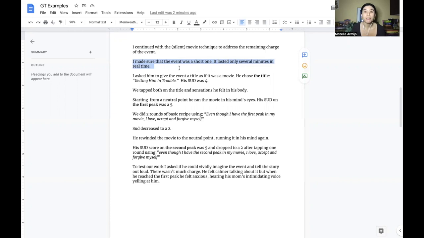This is a very, very crucial part when you use silent movie and when you use tell the story. Specifically with these gentle techniques, you want the event that you're working on to be a short little clip. So usually 10 to 15 minutes in real time is the sweet spot. Okay. Oftentimes, if you ask your client and you don't specify, can you condense it to the most intense 10 to 15 minutes or even less of that experience, what would that be?